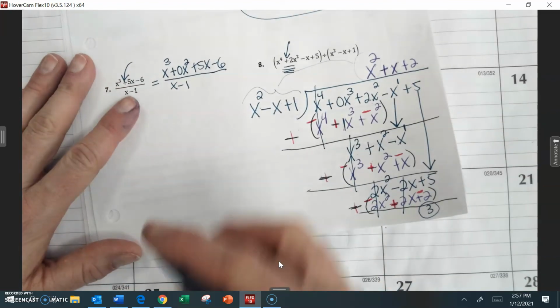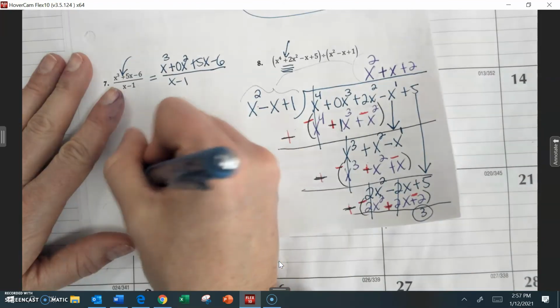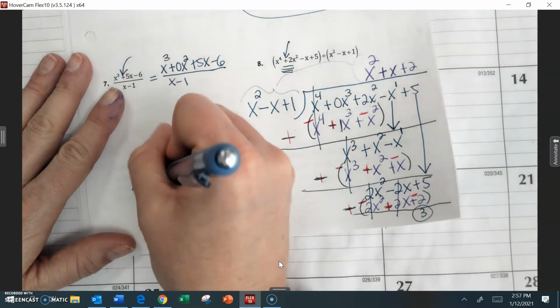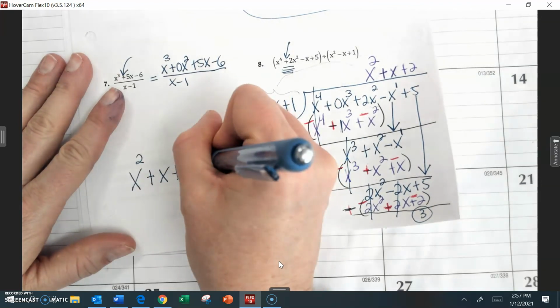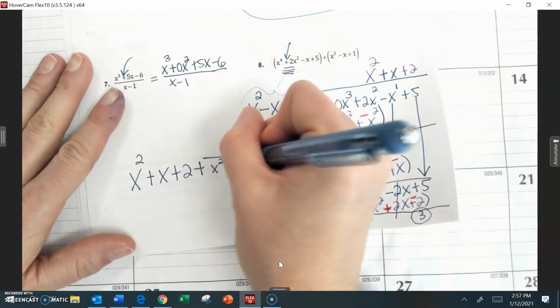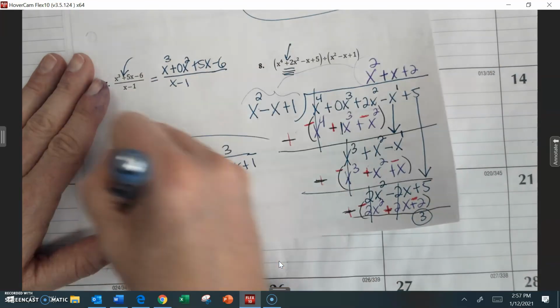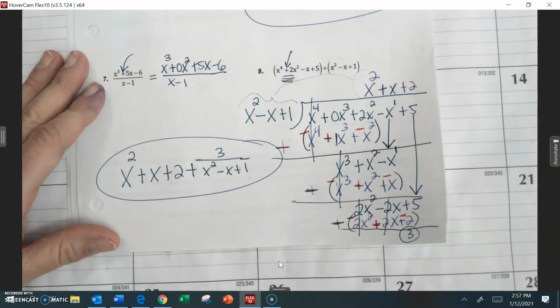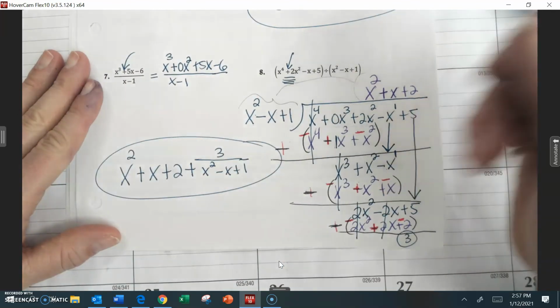So your final answer to number 8 is x squared plus x plus 2 plus 3 all over your divisor. And there you have it. I know it's tough, but do your best, and it really helps to keep organized.